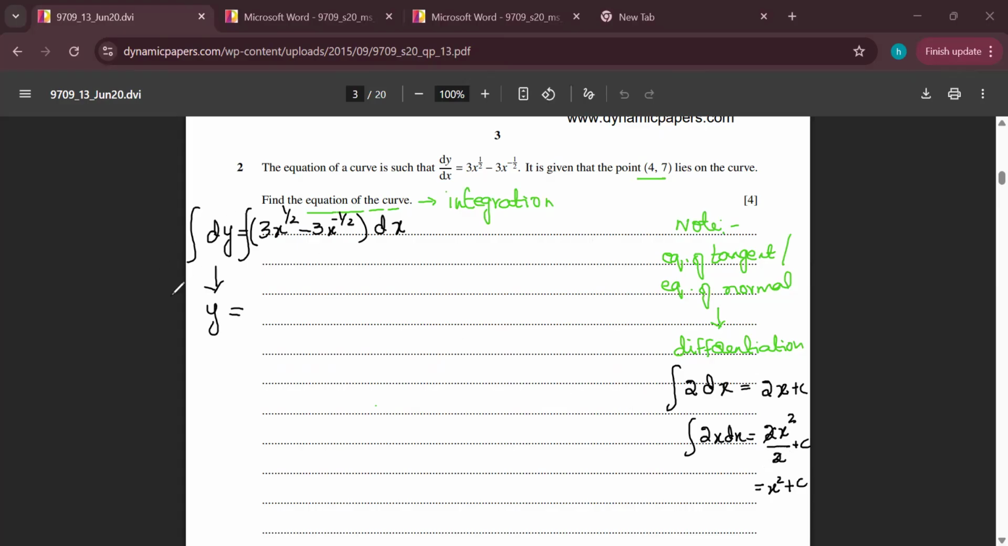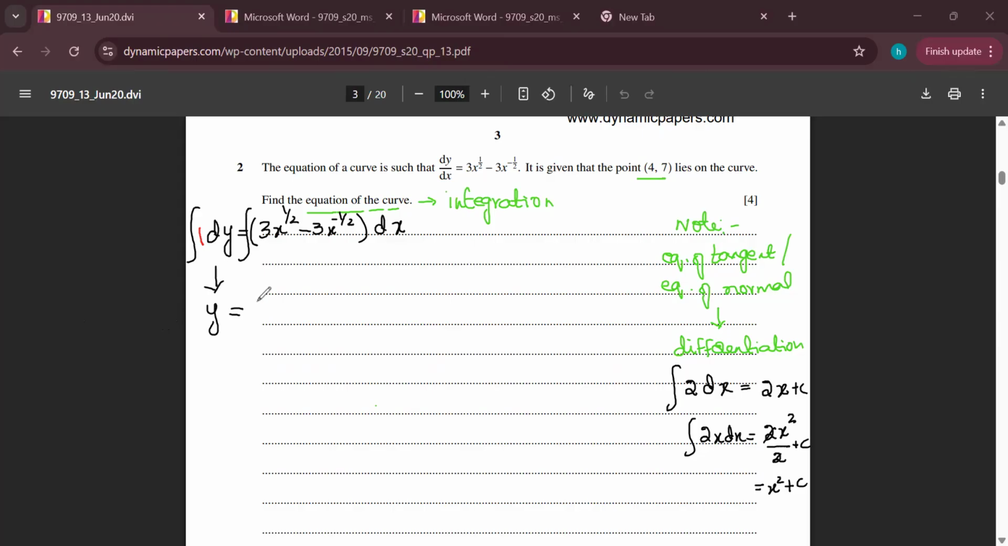So now coming back to the question, here it was dy. Dy means what? Dy means it was 1 dy, right? So 1 has become y. If it was 2, it will become 2y. If it is 3, it will become 3y, right? Okay, now let's continue the question.